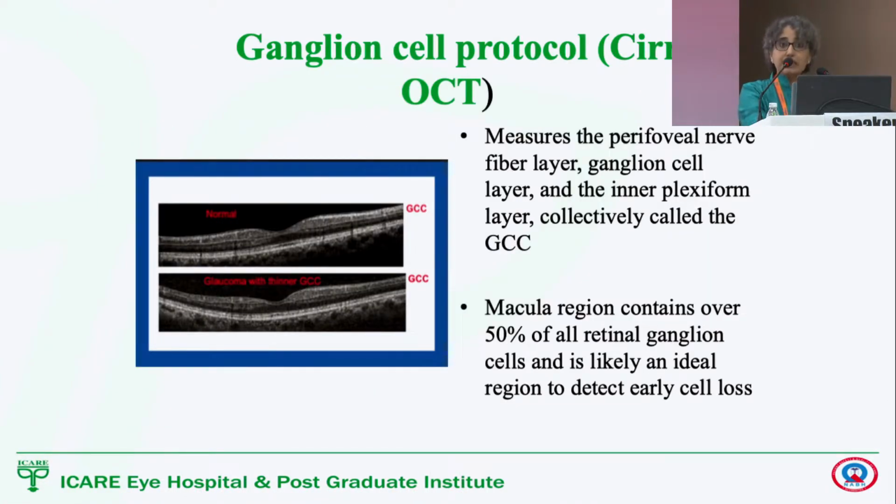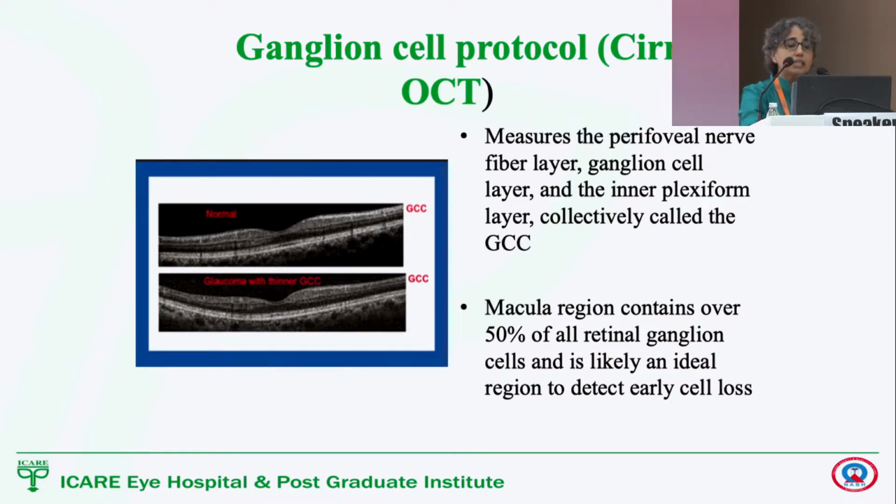What is a GCC scan? A GCC scan is when your operator takes the OCT and focuses now not on the optic nerve head but at the macula to measure the central macular area for GCC. GCC is basically measuring the perifoveal nerve fiber layer with the ganglion cell layer and the inner plexiform layer, collectively called the GCC.